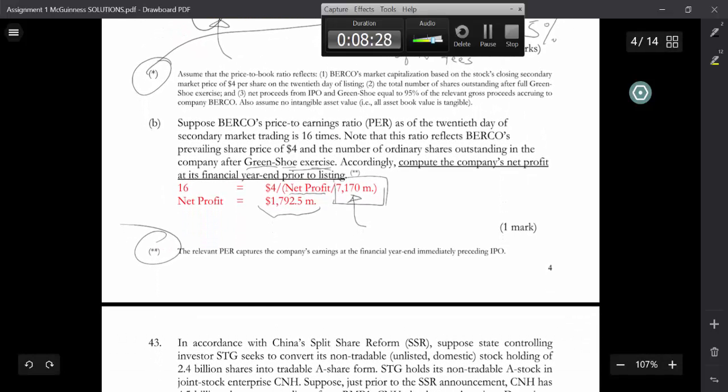What's next? Suppose Berkeley's price to earnings as of the 20th day is 16 times. Note that this ratio reflects Berkeley's prevailing share price, so the current share price, and the number of ordinary shares outstanding in the company after greenshoe exercise. Accordingly, compute the company's net profit at its financial year end.